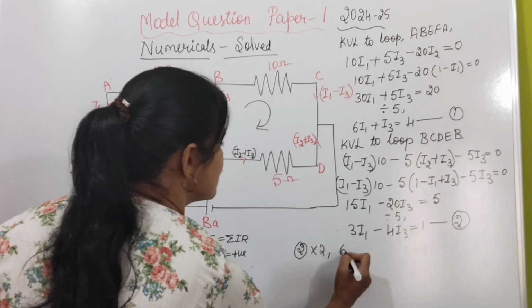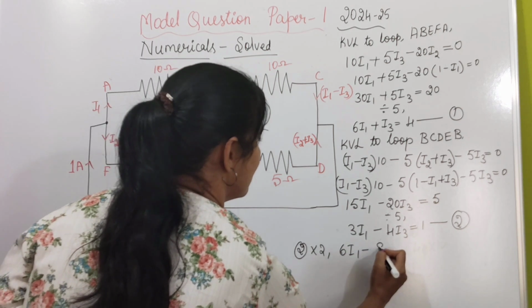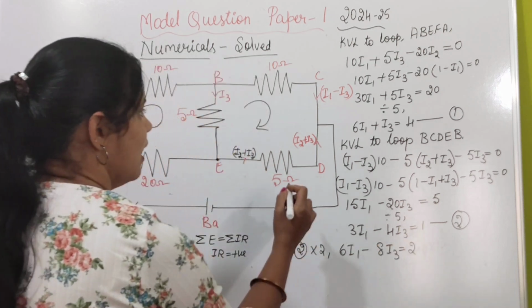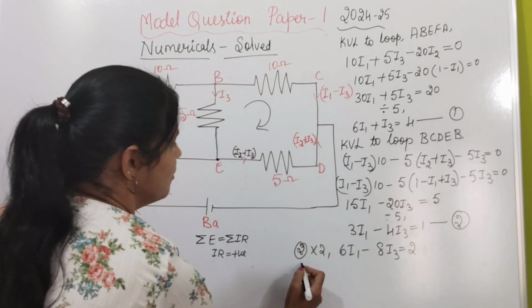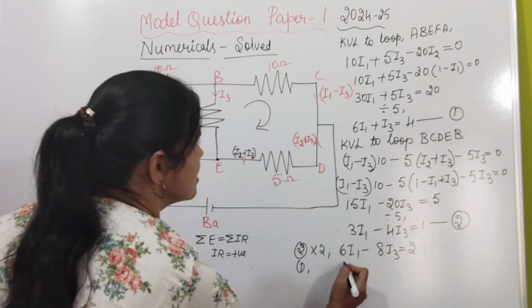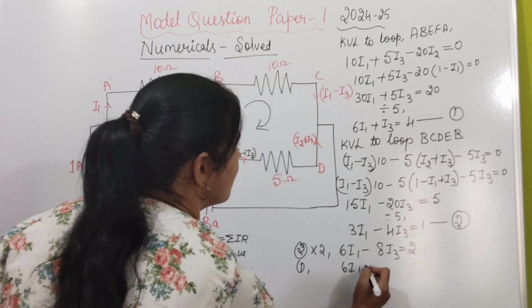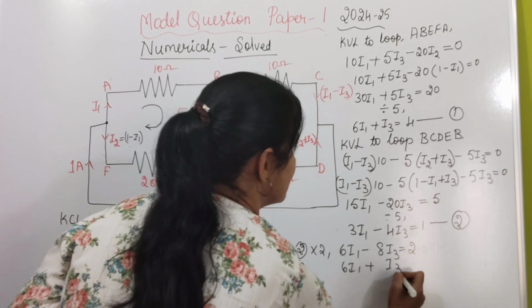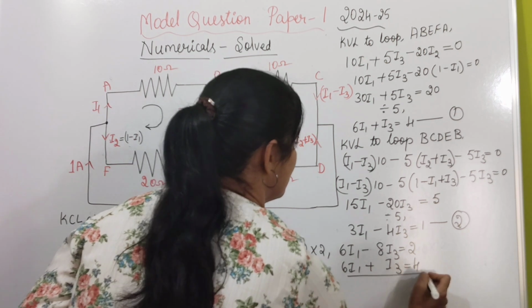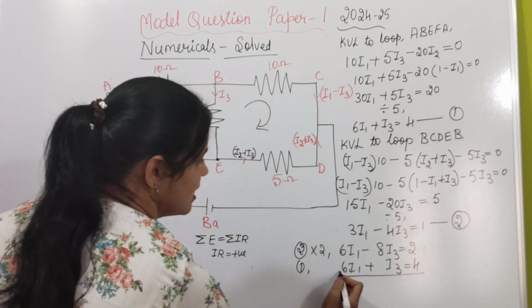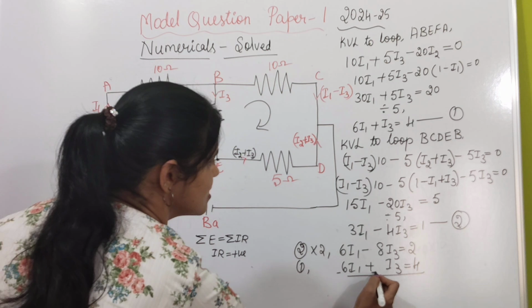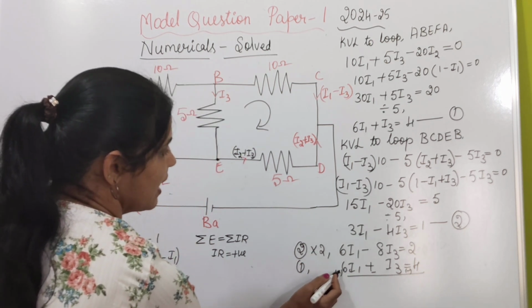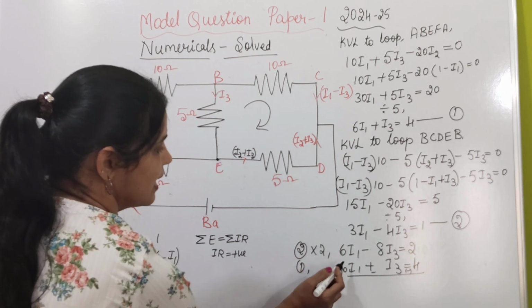That is 6I1 minus 8I3 is equal to 2. And subtract equation 1. Equation 1 is 6I1 plus I3 is equal to 4. So now you see here you have to write minus. This is minus, minus. Okay. So plus and minus, when you are adding plus and minus, it cancels.